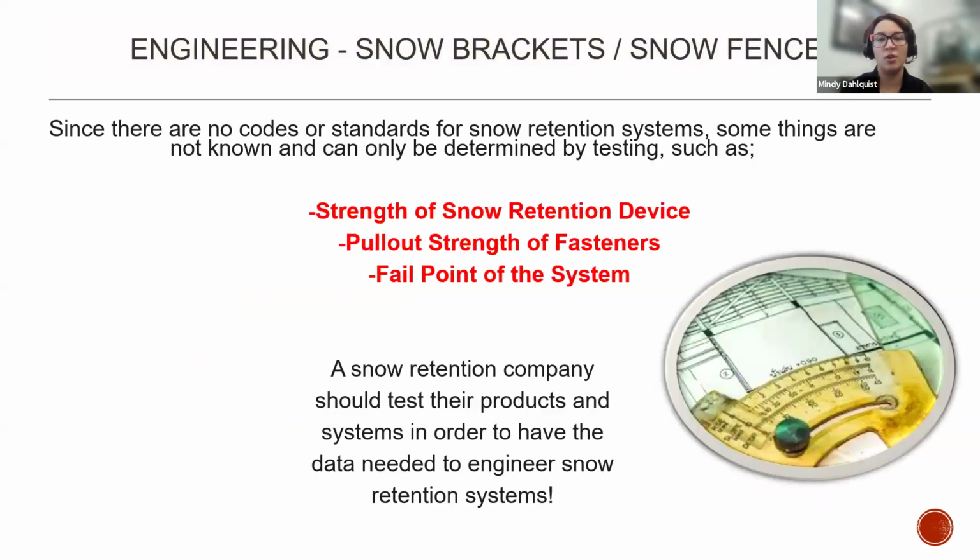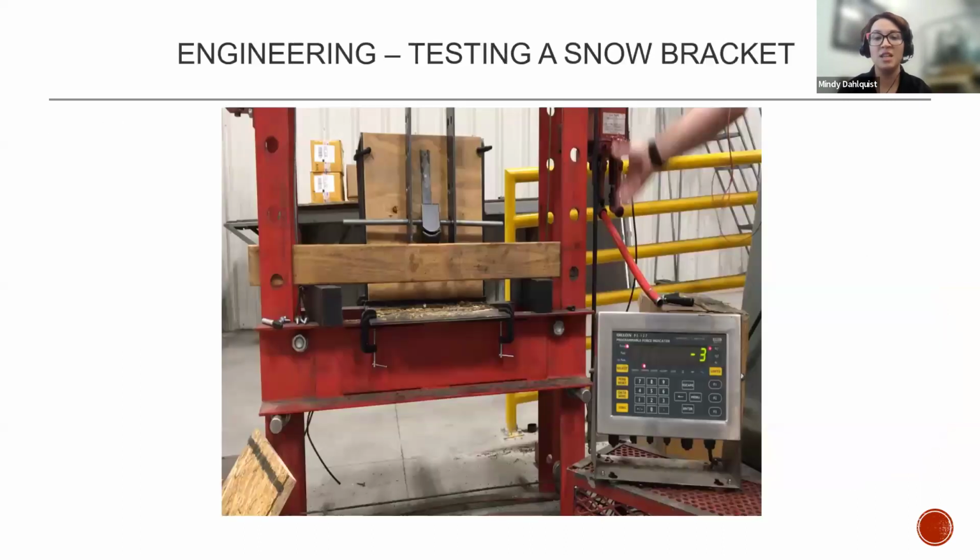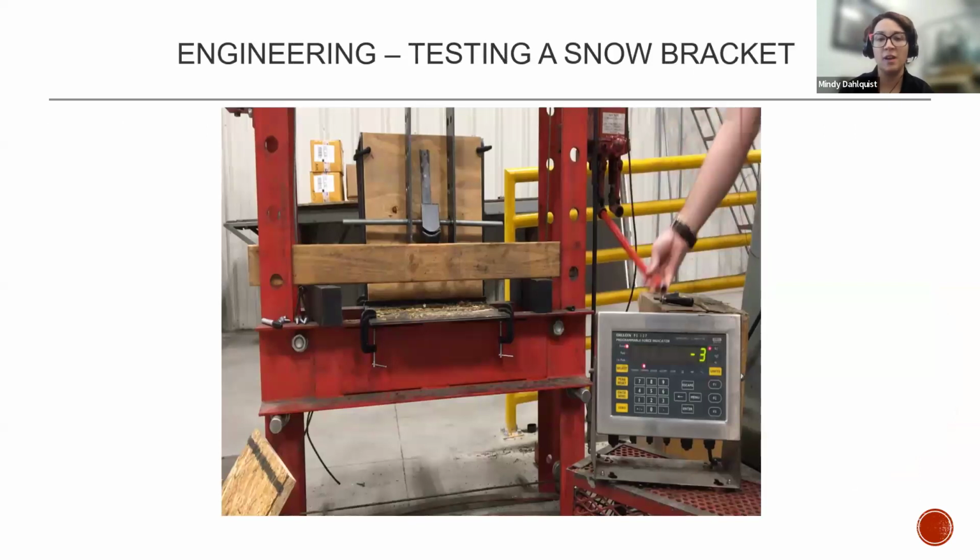But since there are no codes or standards for snow retention systems, there are some things that cannot be looked up or determined, such as what is the strength of this snow retention device? What is the pull-out strength of the fasteners that you're using once they're installed into that specific roofing material, and then also into that specific sheathing? What is the fail point of the system? So if a snow retention company is not testing their products and systems and all of those details to be able to have that data that's needed to engineer those snow retention systems, then you most definitely can see failures.